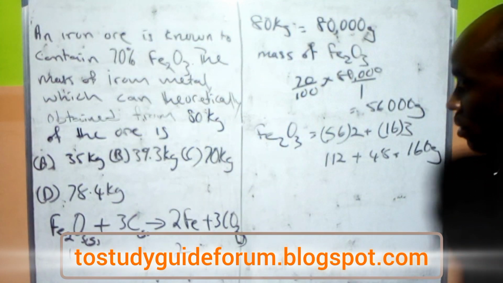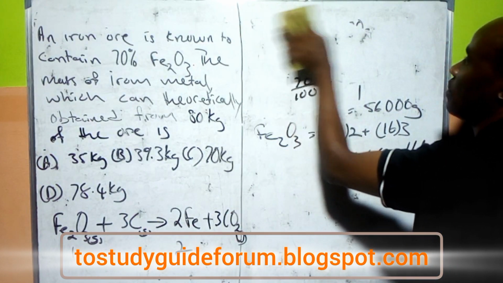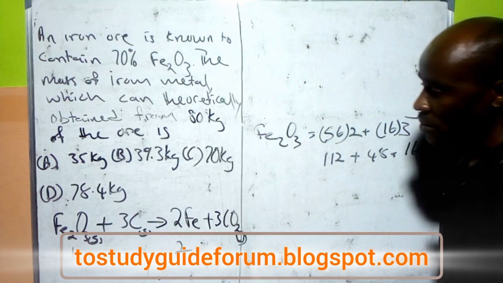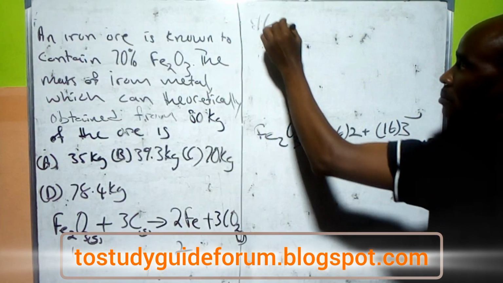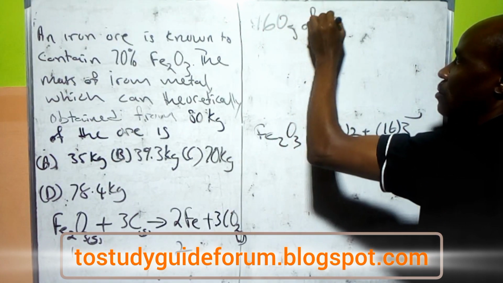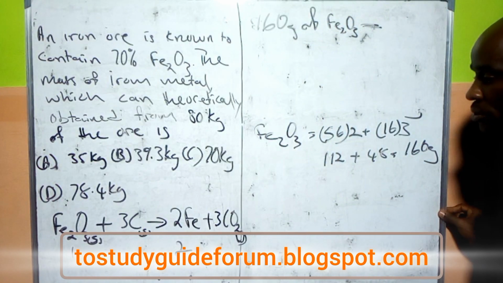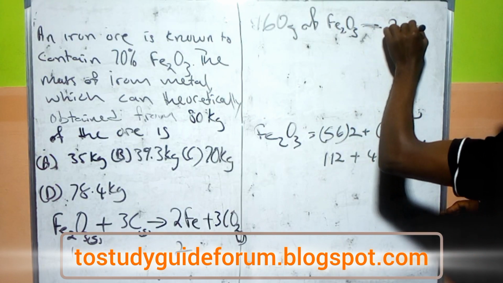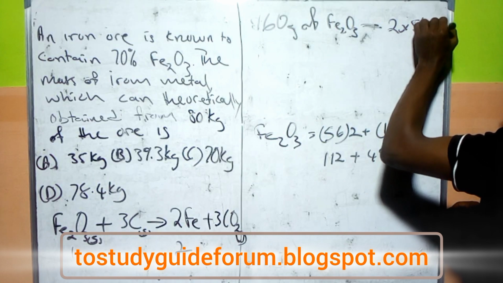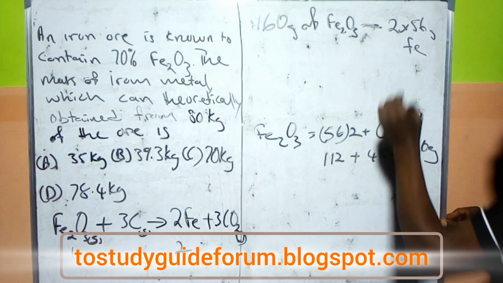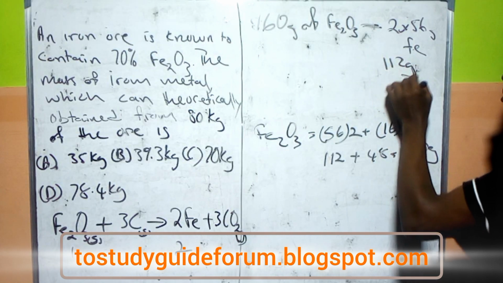Now let's go down and do it very fast. From this, we know that 160 grams of the iron 3 oxide will give us 2 times 56 grams of iron. This is the same thing as 112 grams.